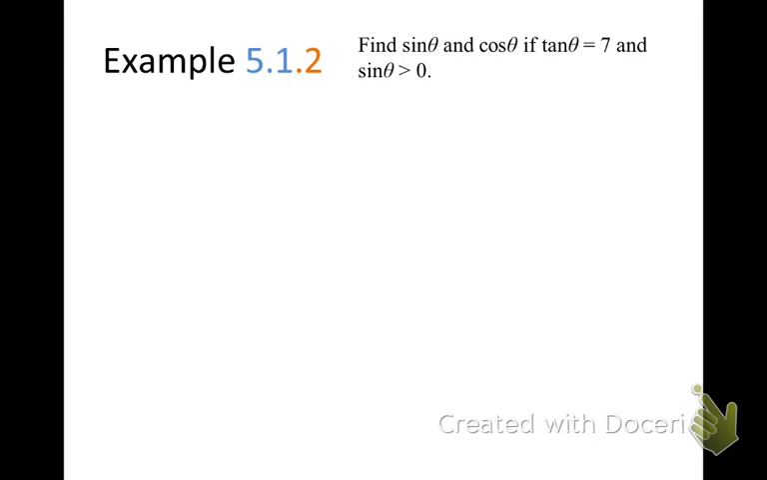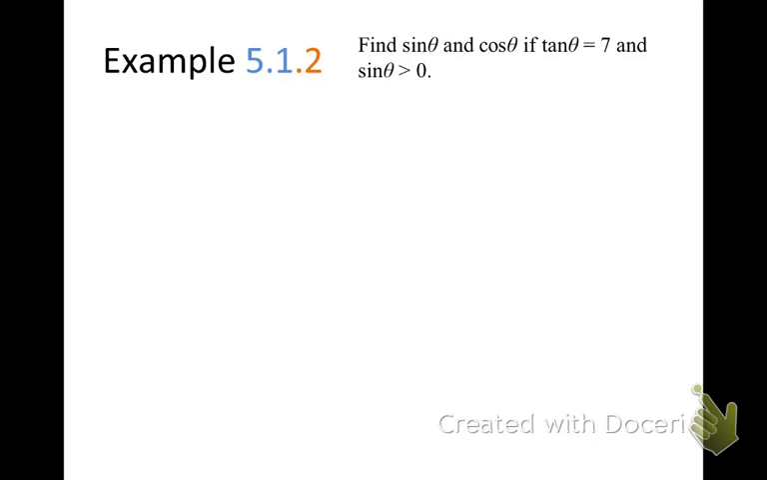Okay, this next example is something that you have actually seen before. I am just going to be in this chapter forcing you to do this in a new way. I'm trying to give you as many tools as we can. When we get to the final, you'll get to pick whichever method works best for you, but you need to be familiar with all of them so you can actually pick the best one. All right? So for this particular problem I'm saying to find the sine and the cosine given that the tangent of theta equals 7 and given that the sine of theta is positive.